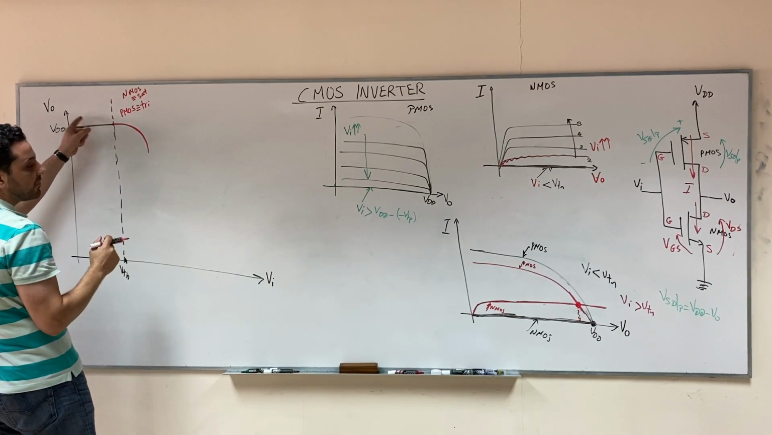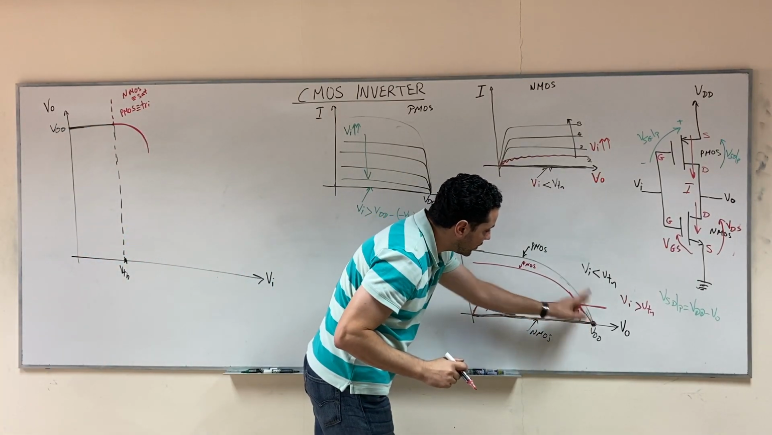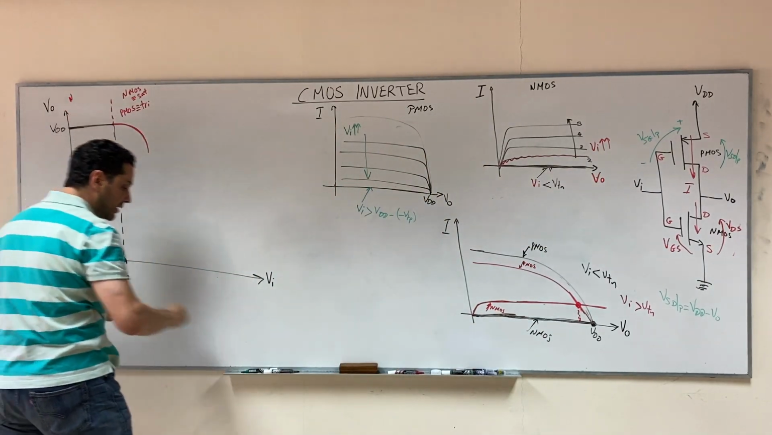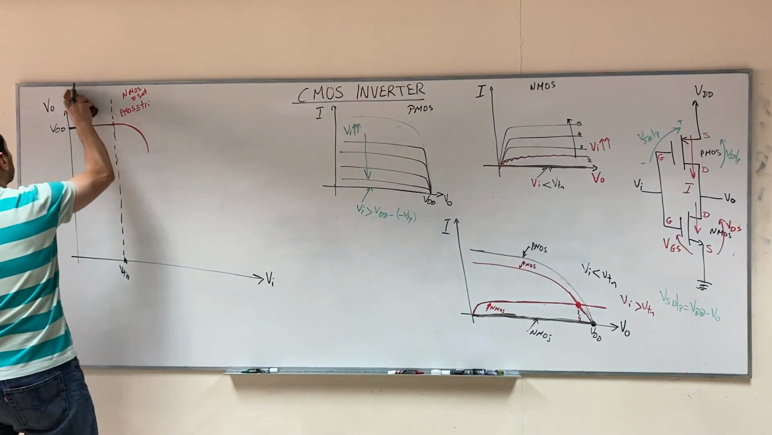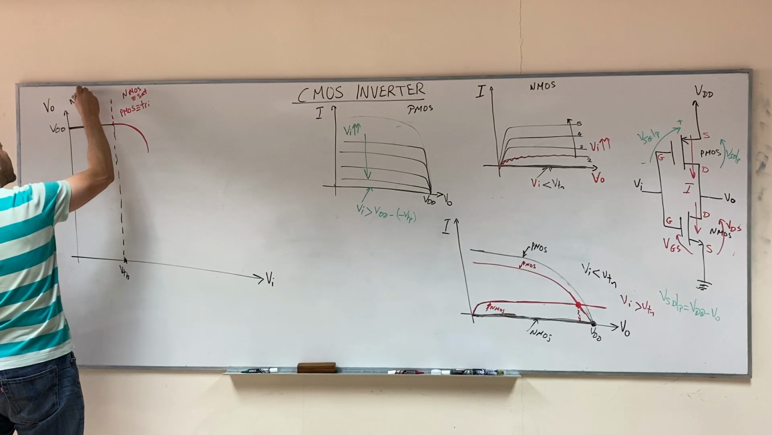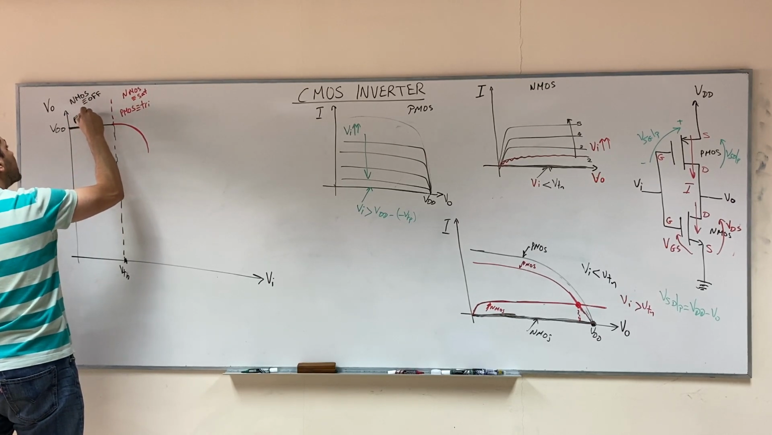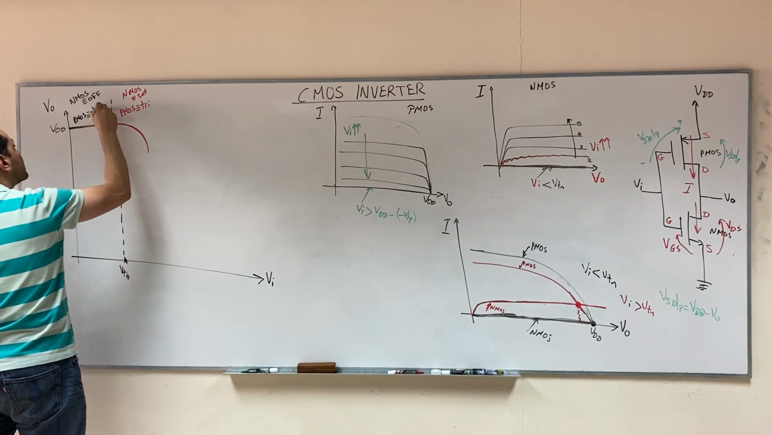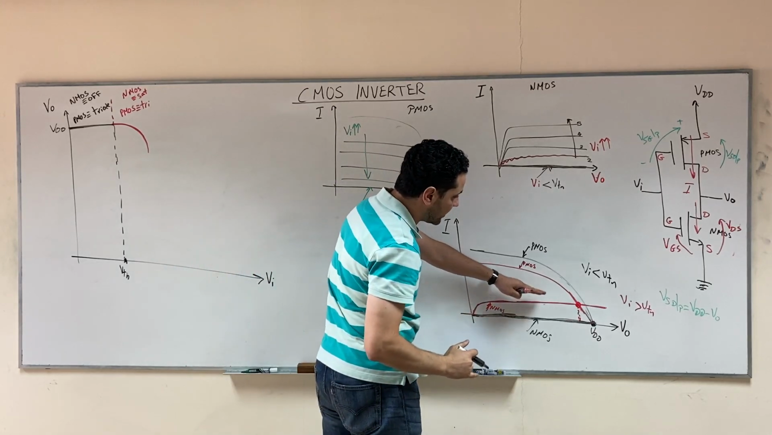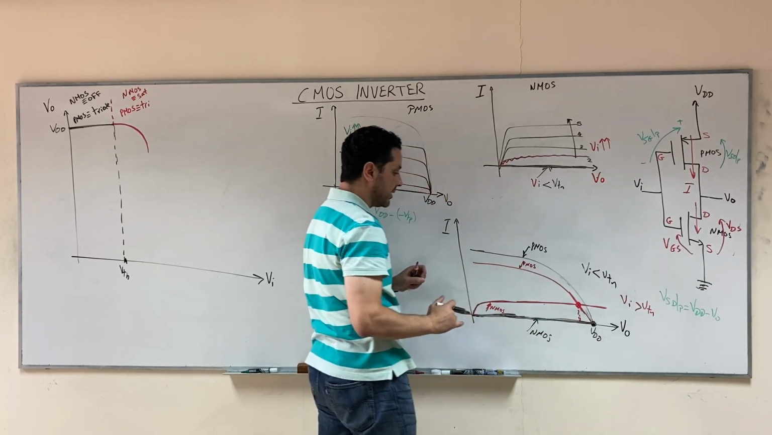Before we forget, in the first region, the NMOS was off and the PMOS was triode. Let's write it in black. The NMOS was off, and the PMOS was triode. Then, when you increase V input a little bit more, the NMOS became saturation and the PMOS triode.